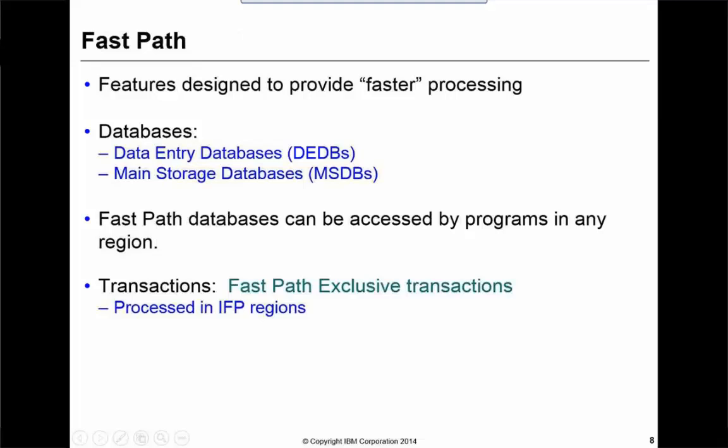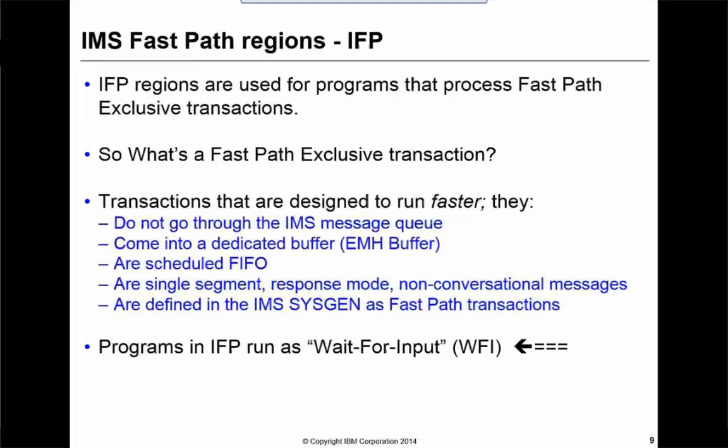In addition to having these fast databases, we also have transactions which are termed FastPath exclusive transactions. And these are transactions that run in another type of dependent region called IFP, IMS FastPath regions. And these transactions run faster than non-FastPath transactions. And why do they do that? Well, what makes them run so fast? So let's talk about that.